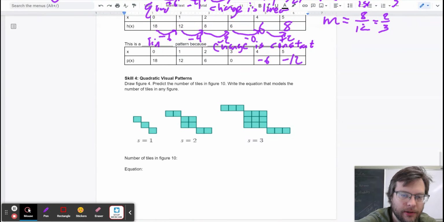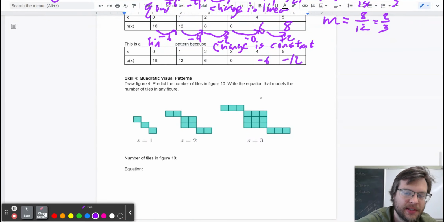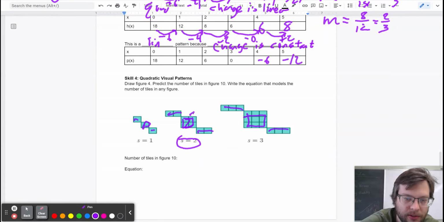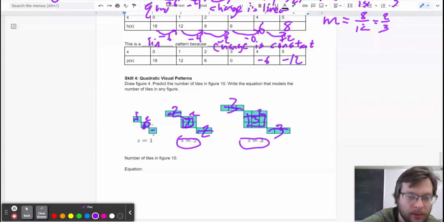Now we have the quadratic visual patterns. The way that I see this is that there is a square in the middle, and then there are two rectangles attached to it. And the size of the square matches with the S number. This is a 2 square. This is a 3 square. This is a 1 square. And the size of the rectangles also matches with the S number. 2 and 2, 3 and 3, 1 and 1.